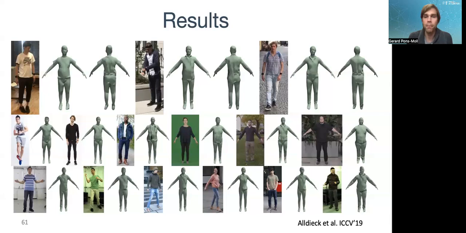All right, so this is about reconstructing in one shot, using a neural network, 3D avatars of people. And this is much faster than these optimization methods, because the neural network just takes a few milliseconds to produce the output.